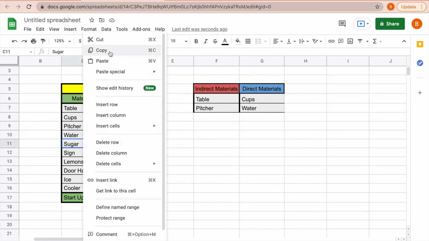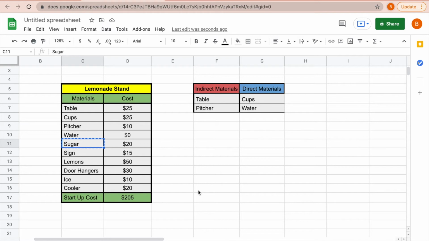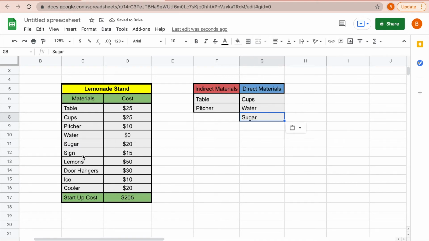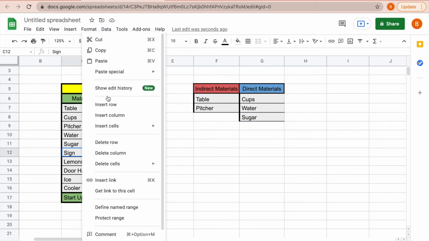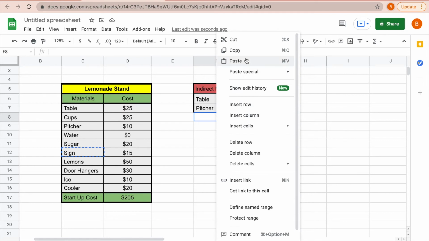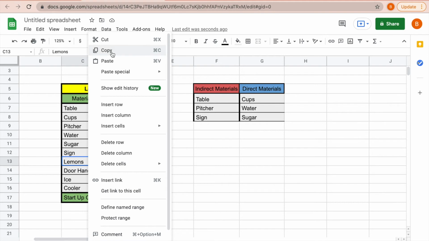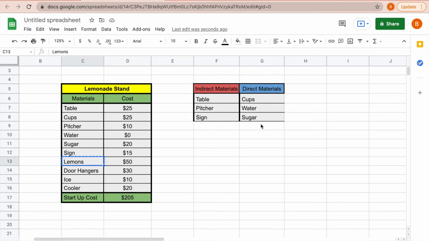Sugar. We need the sugar to make the lemonade. The sugar goes into the lemonade, and we give the lemonade to the customer. That's a direct material. The sign. We have a nice sign for our lemonade stand. It's going to draw a lot of people in. We're not selling the sign. That's an indirect material. Lemons. We need lemons to make the lemonade. The lemons physically go into the lemonade. That is going to be a direct material.